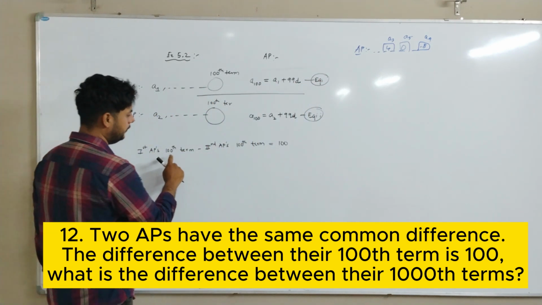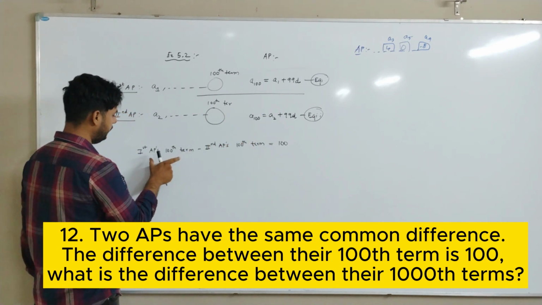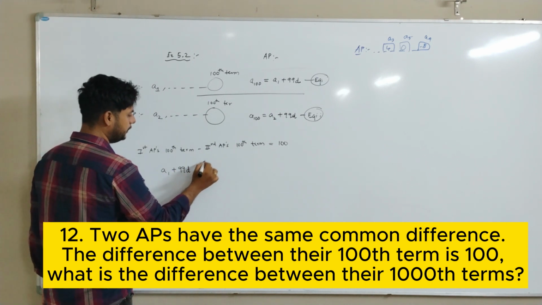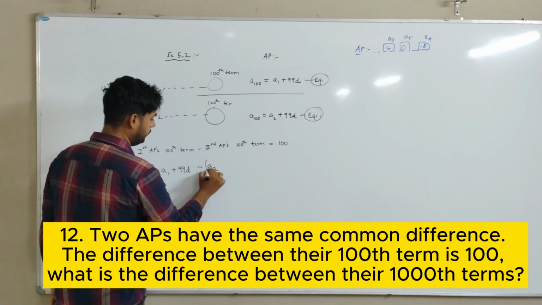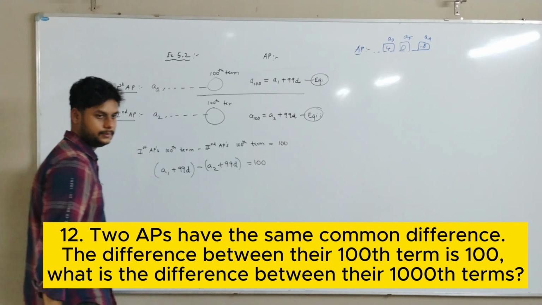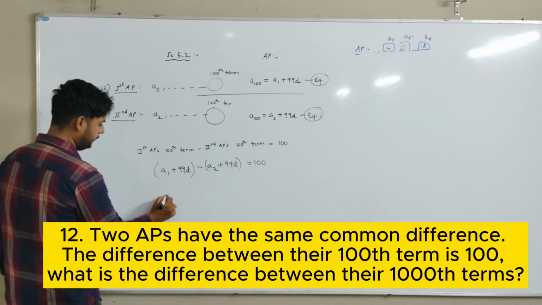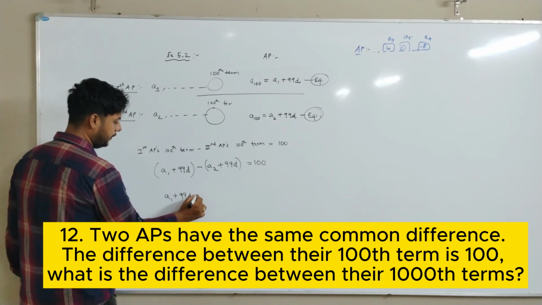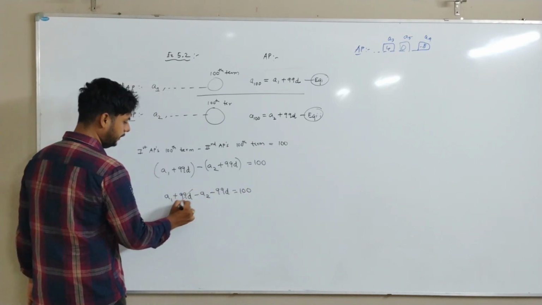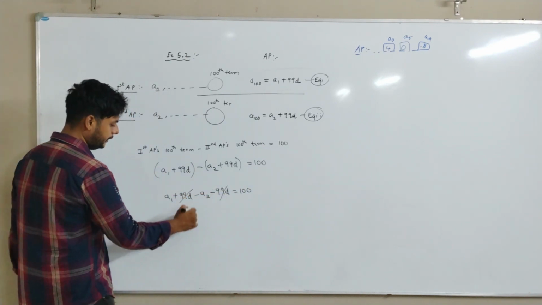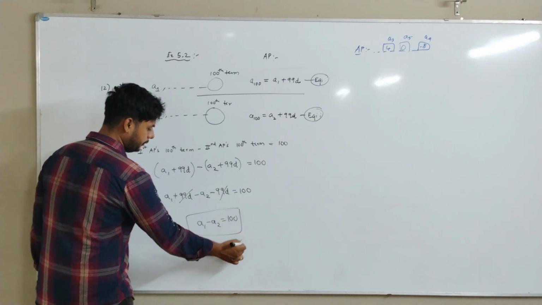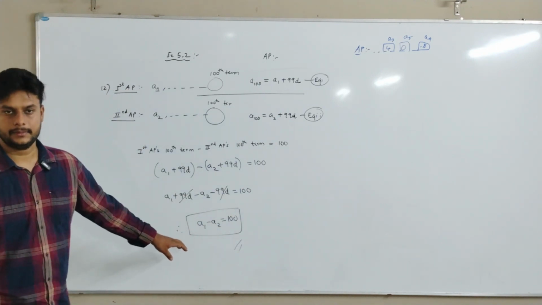The difference between their 100th term is 100. So the first AP's 100th term is A1 plus 99D, and the second AP's 100th term is A2 plus 99D. Any doubts? It is equal to 100. A1 plus 99D minus A2 minus 99D is equal to 100. 99D cancels, plus minus. A1 minus A2 is equal to 100. Any doubts what I did here?